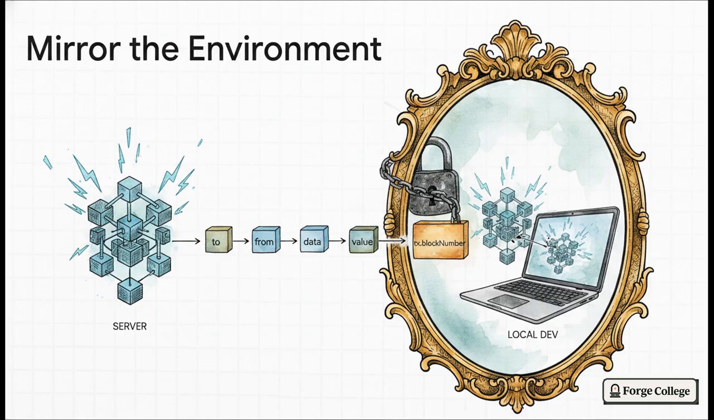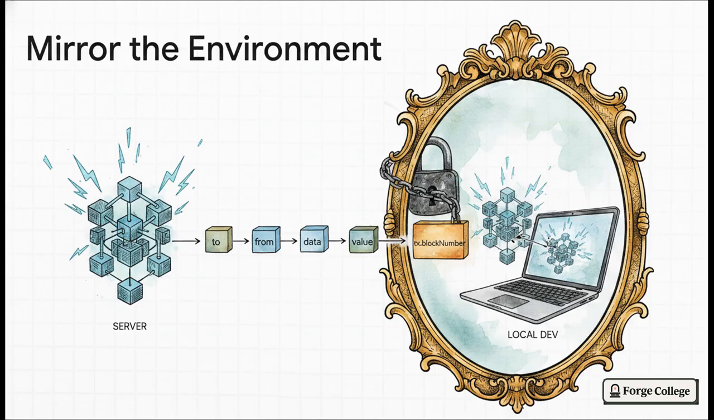First up, we use provider.getTransaction to fetch the original failing payload. Second, we rigorously mirror the to, from, data, and value fields. You literally cannot change the sender address or the call data, or you're going to trigger entirely different execution paths.